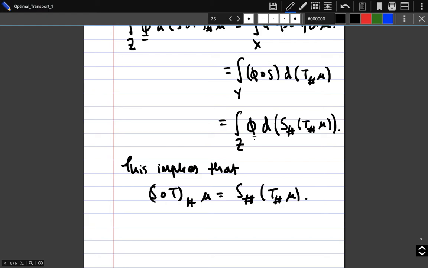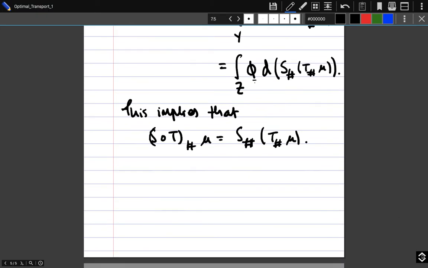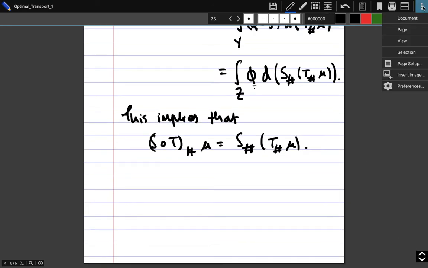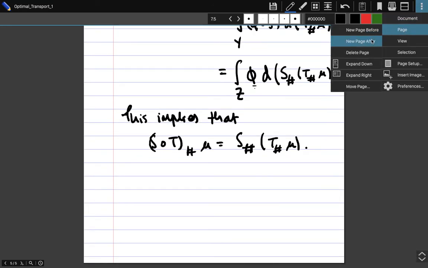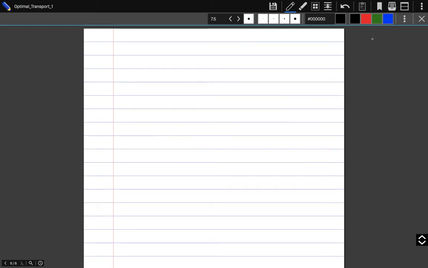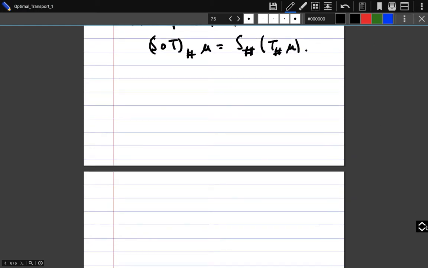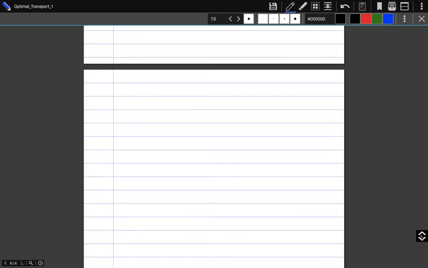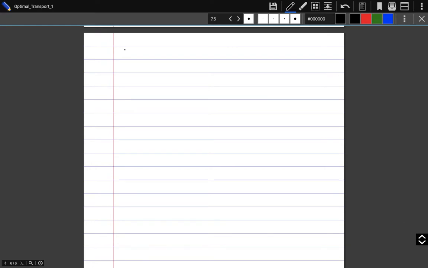Okay. So now that we understand a little bit about the object, the push forward measures, we can now move to something more interesting, which is defining what it really means for a map to be a transport map. So remember, we're in the business of optimal transport, and so we need to understand what it really means to transport one measure to another. So we give a definition. This is the definition of a transport map.